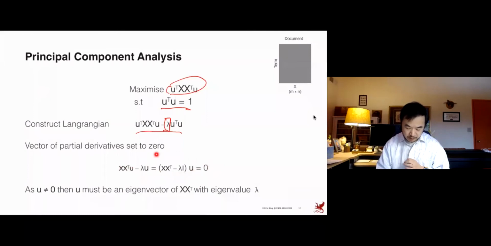If you look at this, you can probably see already this is a linear system, and the solution basically can be achieved by finding what is known as the eigenvector of this covariance matrix.